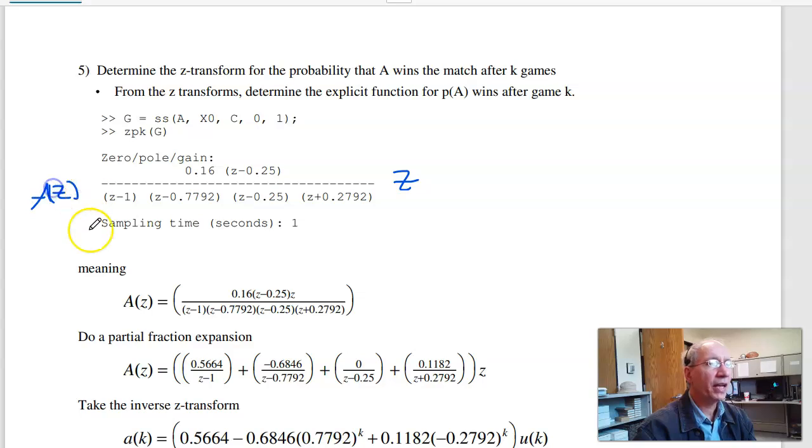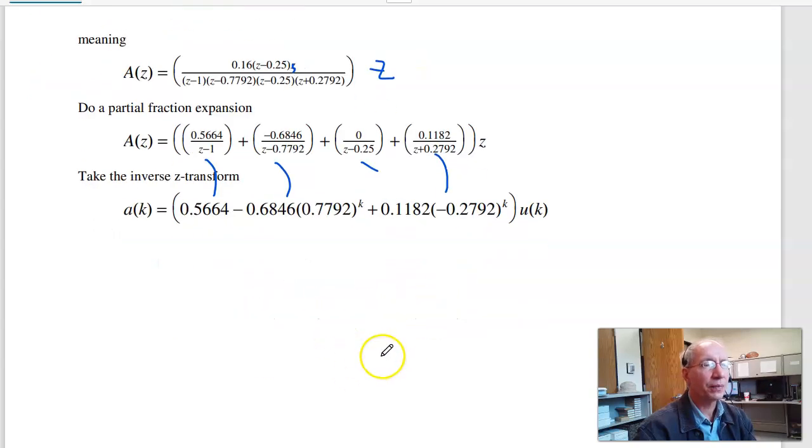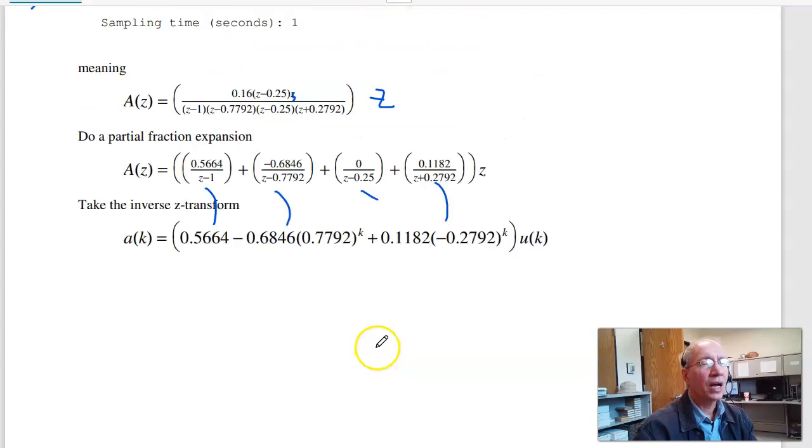To find A of K, take the inverse Z transform. So here's the Z transform: pull out a Z, do partial fraction expansion, take the inverse Z transform. First term, second term, third term is 0, fourth term. That's A of K. Same answer we got before, but here's the closed form solution for it. It also says that as K goes to infinity, A has a 56% chance of winning the match.